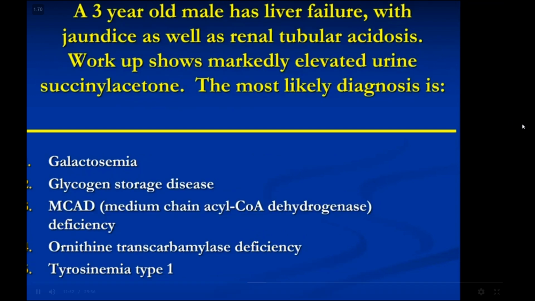A 3-year-old male has liver failure with jaundice as well as renal tubular acidosis. Workup shows markedly elevated urine succinylacetone. The most likely diagnosis is... And I put this in because I remember some of the boards had this particular compound, succinylacetone. So they do sometimes mention this. I'll give you guys a little while.